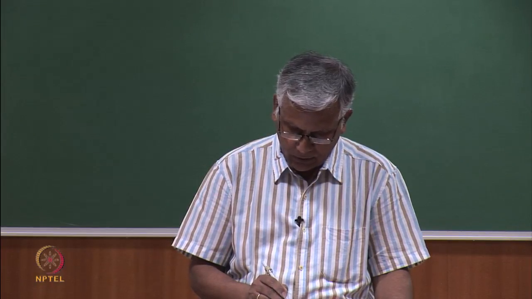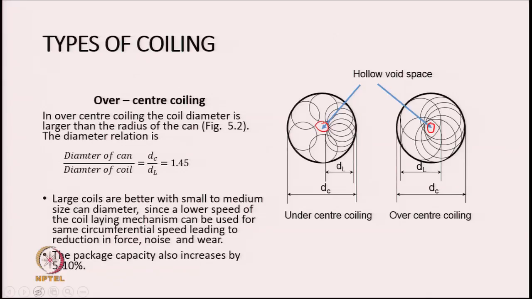Now, we will discuss the types of coiling. As told to you, there are two types: over center coiling and under center coiling. Now, in over center coiling, on the right hand side, the coil diameter is larger than the radius of the can. As I told you earlier, it is much larger than the radius of the can, or the radius of the bigger circle that we see here.